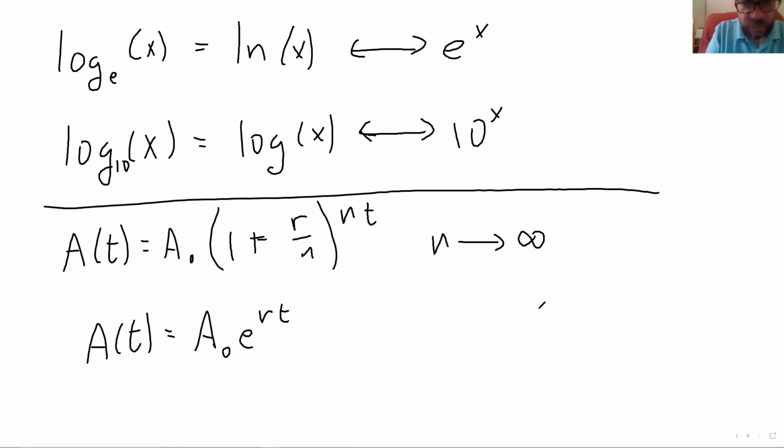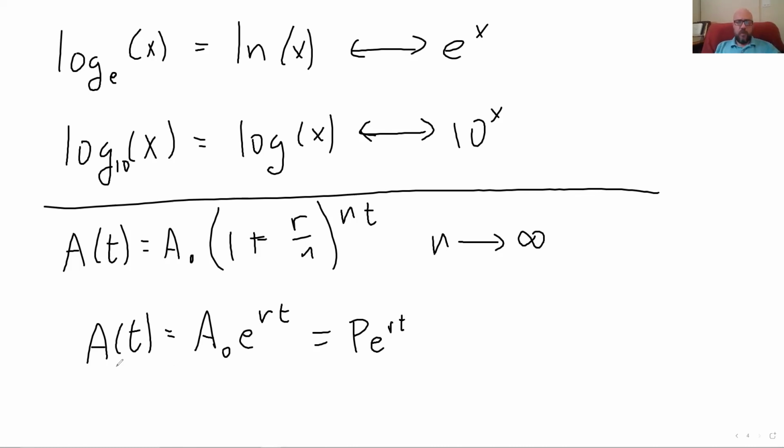You might also see this written as Pe to the rt, the Pert formula. I'm not as wild about using P here instead of A0, because P specifically stands for principal, so this formula makes the most sense in terms of compound interest. But it turns out that basically every exponential growth formula is Pe to the rt, and thinking of P as principal kind of limits it to money. So I prefer to call it A0 e to the rt. But if you want to call it Pe to the rt, that's fine. That's what most people do, to be honest.